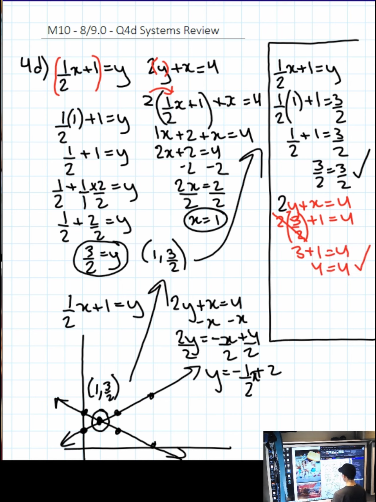Check mark, checking our answer by putting the value back into both equations and finding out if we did our algebra correctly and if we graphed it correctly.